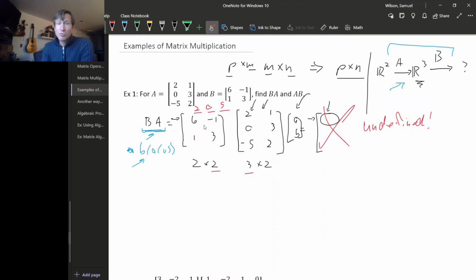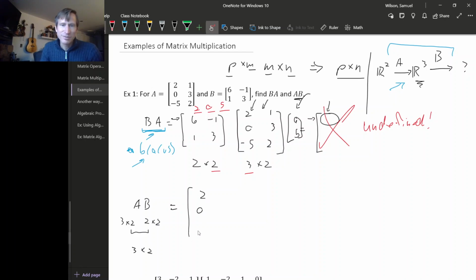Okay, so what about the other product, A times B? Well, if we do A times B, again, A is 3 by 2, B is 2 by 2, and so this time the inside sizes do match, and the result will be the outside sizes, 3 by 2. So this product will be defined. So with that in mind, let's go ahead and work it out.